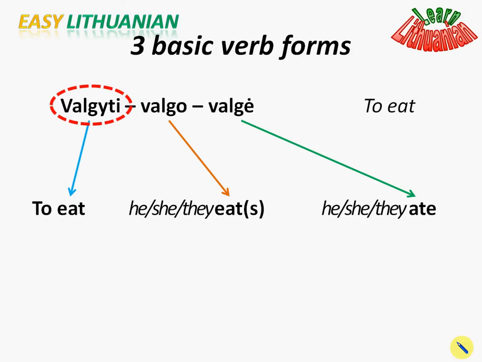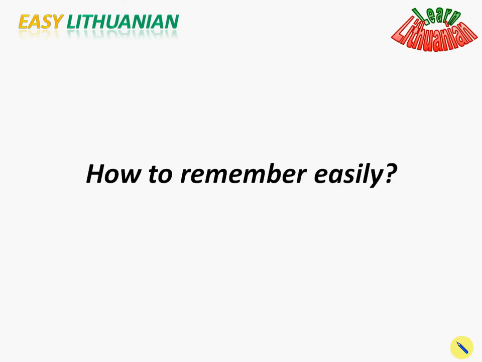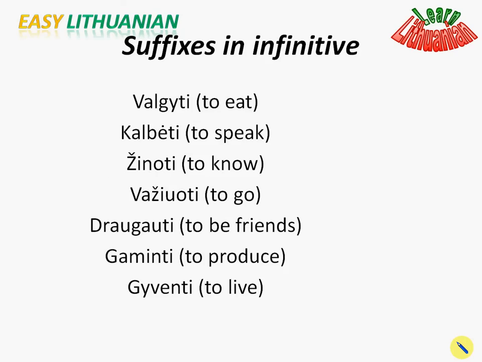You already know from the previous videos that there are three basic verb forms, and the first is the infinitive, valgyti. The question is how to remember them easily, because they may seem a bit long, and they may seem like plain letters, plain words that you don't have any associations with, and it's hard to learn. But I will give you some help so you could remember them more easily and associate them with something, you will find out.